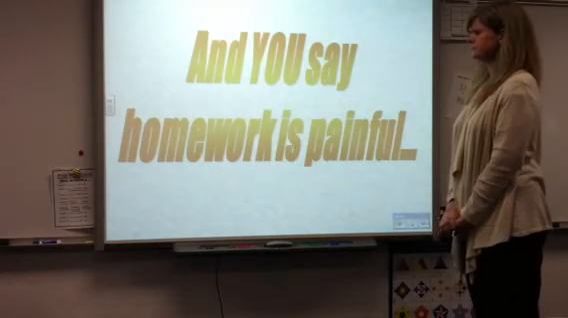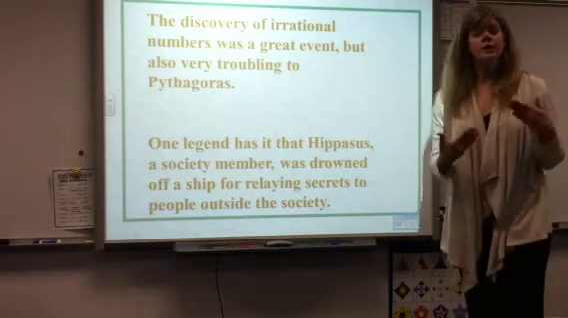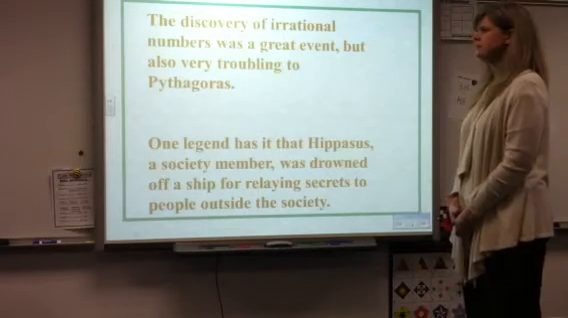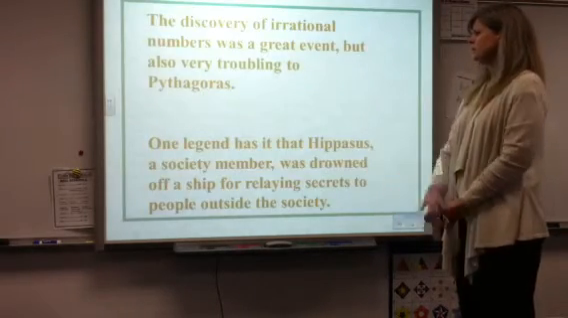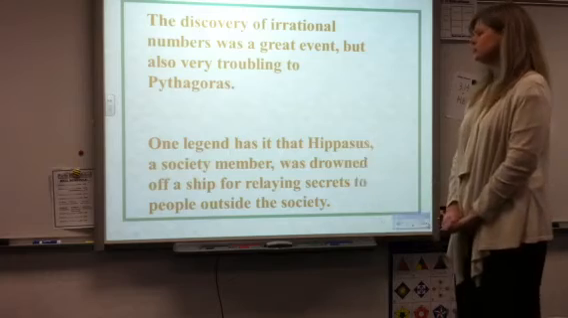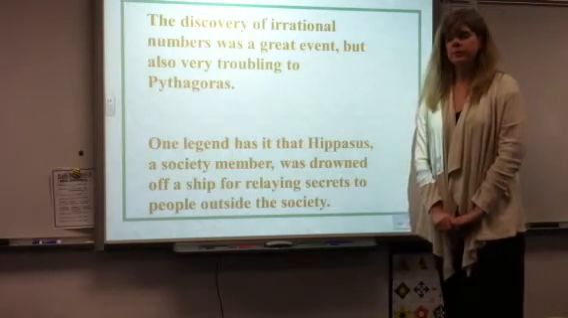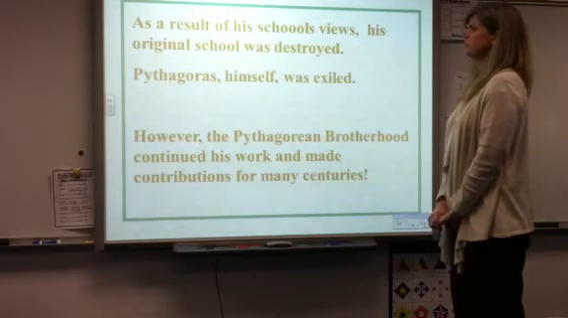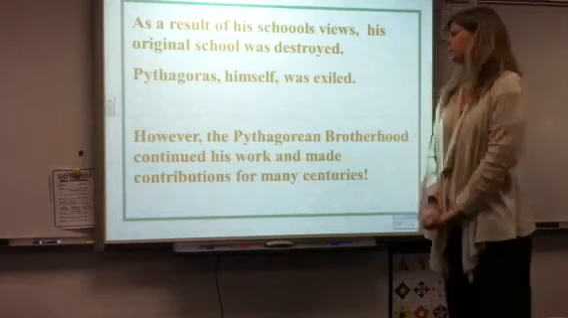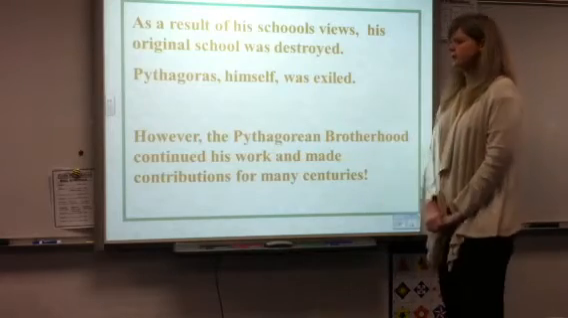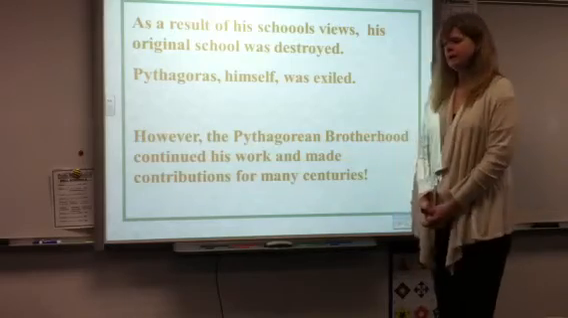The discovery of irrational numbers, those numbers that just go on and on and on, was a great event and very troubling to Pythagoras. He didn't think that could happen. One legend has it that one of his society members was drowned off a ship for telling secrets outside of the brotherhood. And as a result, Pythagoras was exiled, cast away. However, the Pythagorean brotherhood continued working on and giving you the math that you now use today.